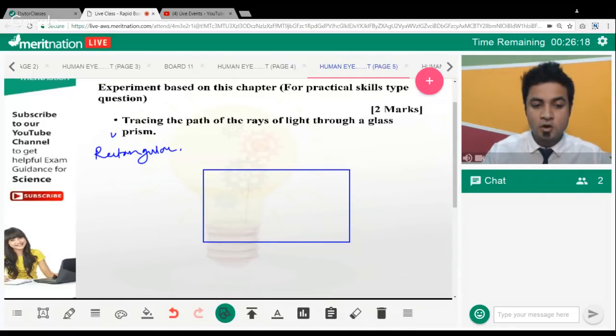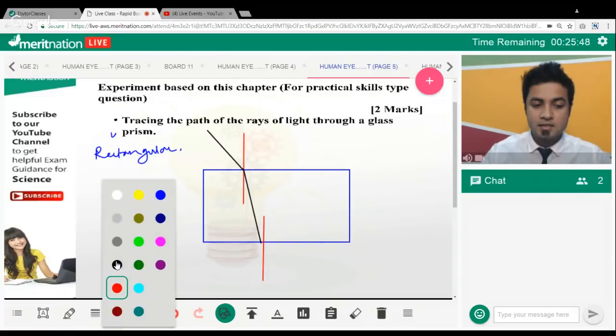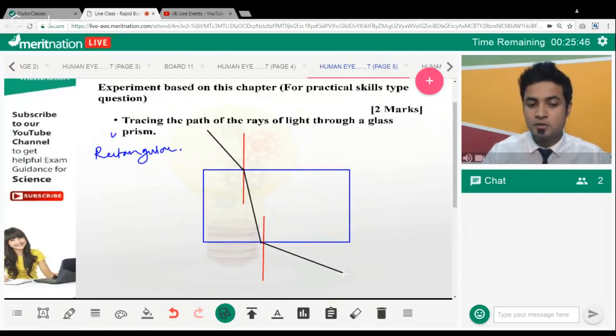You have to sketch a normal here. And suppose there is a light coming here, and it is going to refract in this way, and again, as it is passing through, it is making some angle with the normal. And again, as it is moving from denser to rarer, it is moving away from the normal, right?